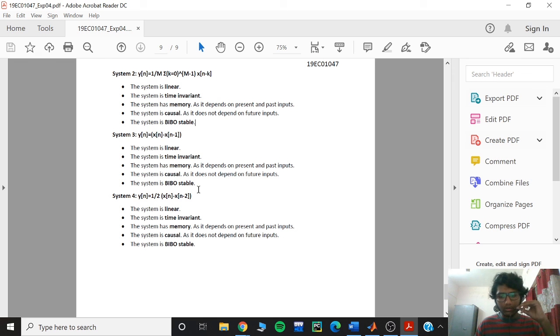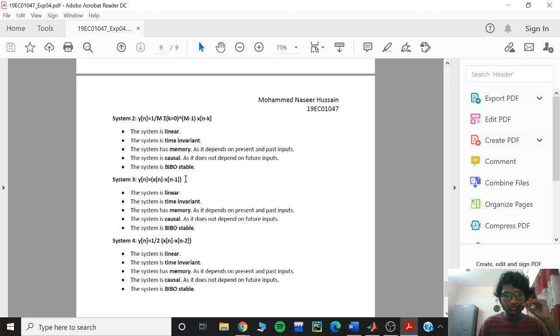If you want to say more about the systems, we can also say that all these 4 systems are FIR systems, that is finite impulse response systems.